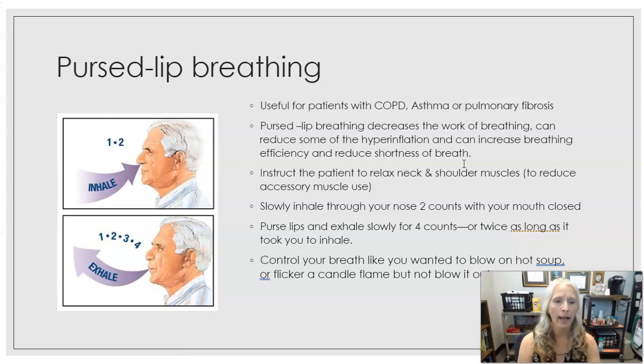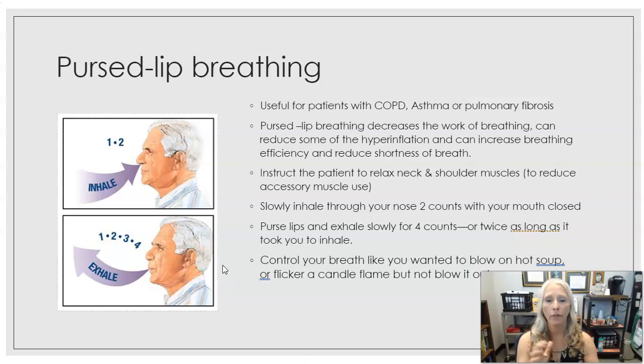You teach them to relax, of course, their accessory muscles, and you want them to take a slow inhale through their nose, 2 counts, and then they have to breathe out really, really slow through pursed lips, counting at least to 4. If they can't control their breath just by you describing blowing slow through pursed lips, you can tell them that they're trying to blow on a spoonful of hot soup and not make it fly out of the spoon, or they're trying to flicker the flame on a candle without blowing the candle out.